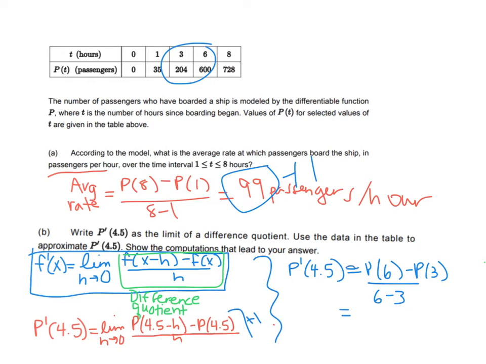Sorry, I should have written approximately equal to. When you evaluate that, you do get 132. And actually, they didn't ask you for units, but if you were asked, this one is passengers per hour.